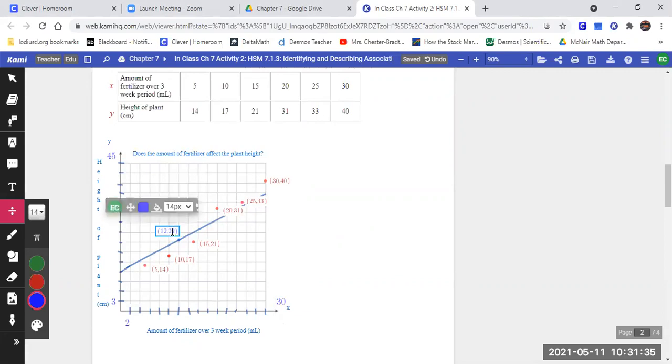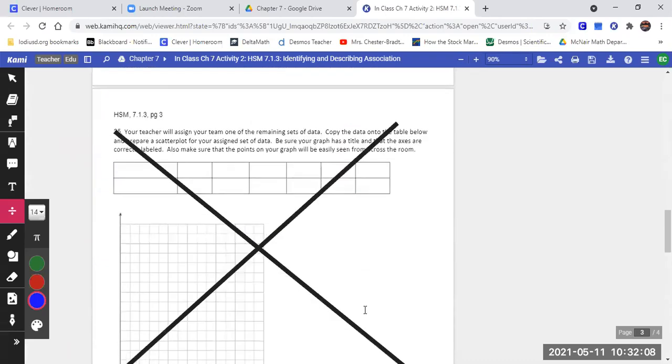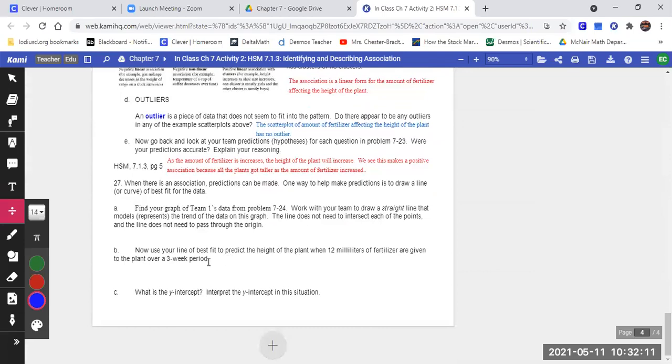So what does the 12 stand for? What did the X's stand for? What does the 12 stand for? 12 what? What does the X stand for? I have to change those numbers into an answer now. What's the 12 stand for? What's the 22 stand for? What are we measuring by? 12 milliliters and 22 centimeters. Thank you.